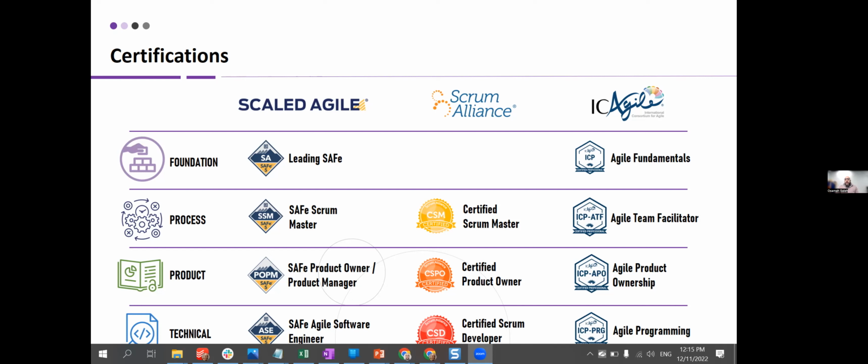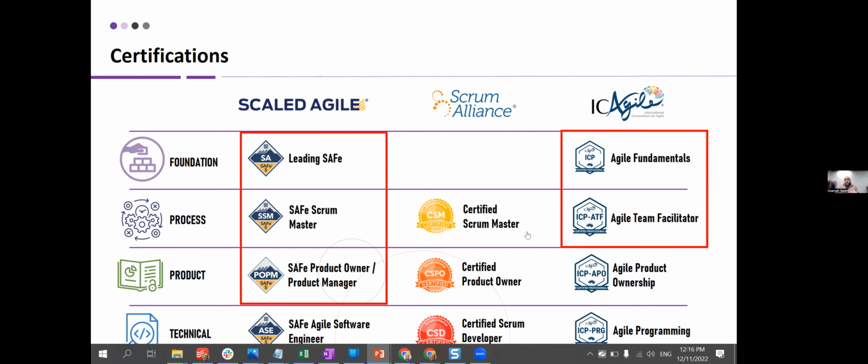But here I've tried to simplify the whole mess out there and give you a very simple view, a simple roadmap if you're trying to get started with certificates. And I actually teach these courses. So the Agile Fundamentals, Agile Team Facilitator, Leading SAFe, SAFe Scrum Master, and I'm working on becoming a trainer for the SAFe Product Owner, Product Manager. Should get there very soon.